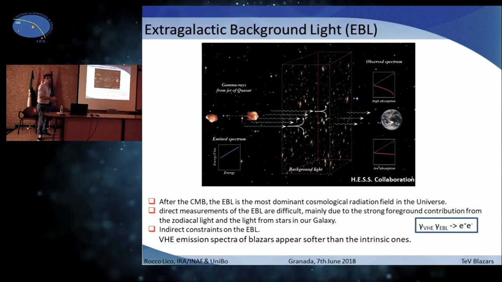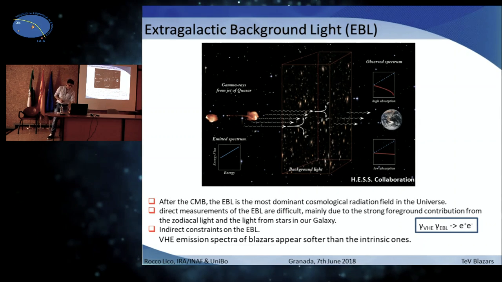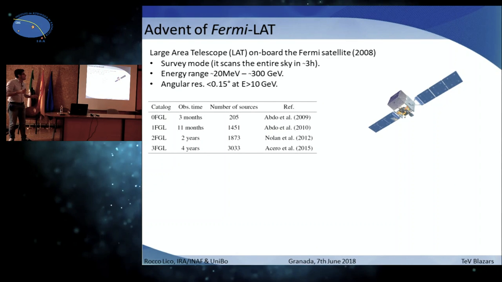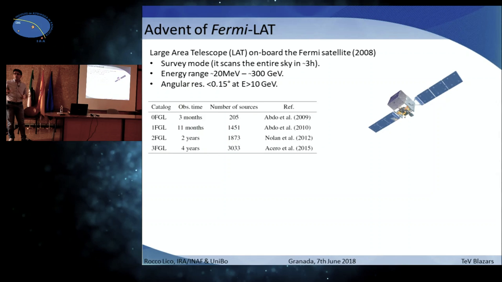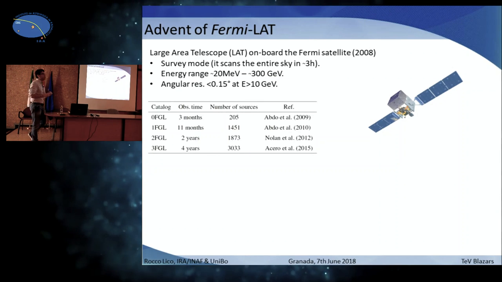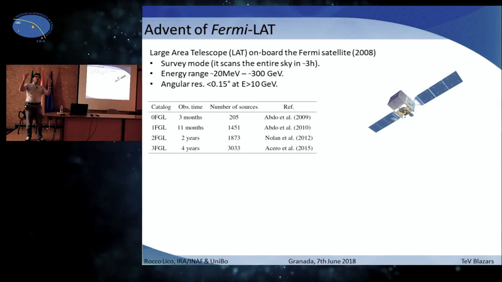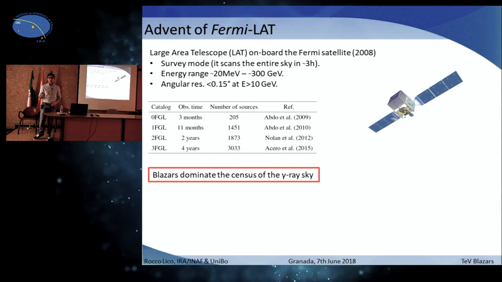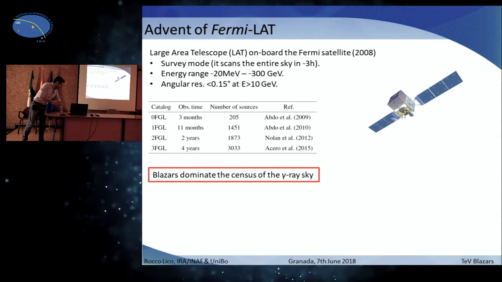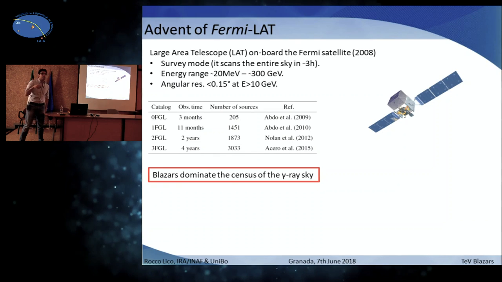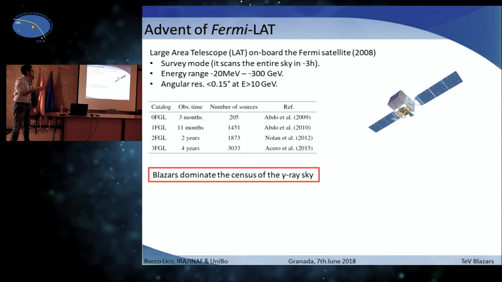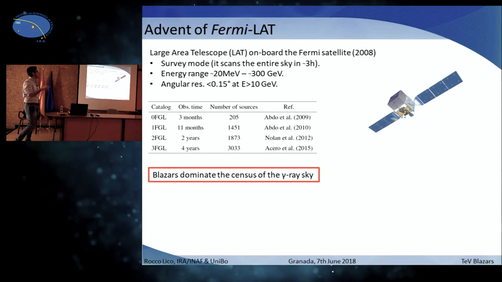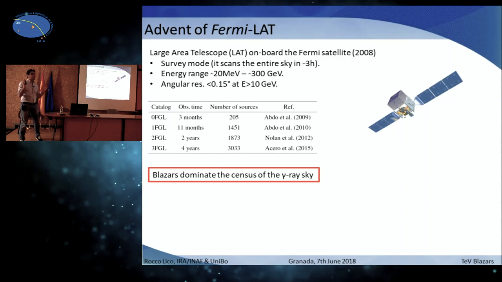So I hope I convinced you that such sources are very interesting, although they represent a tiny fraction of sources in the universe. But as I said before, they are strong gamma ray emitters. In fact, if we look at the gamma ray sky, blazars represent the most numerous sources emitting at gamma rays. Just for those who are not familiar, this is the Fermi satellite, a gamma ray observatory, with the Large Area Telescope on board, which has been operating since 2008 in survey mode.